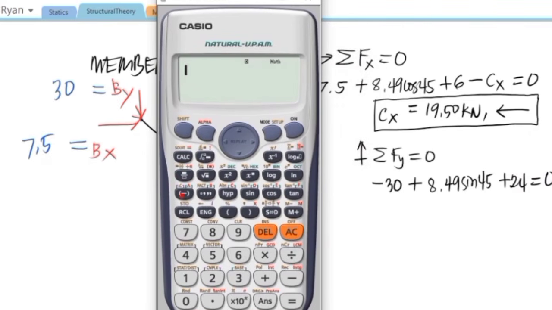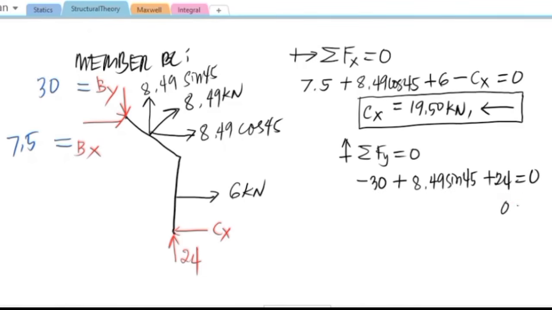Okay, for checking, so we have negative 30 plus 8.49 sine of 45 plus 24, that is equal to 0.003, so approximately 0. So we have here 0 is equal to 0. So meaning the system is in equilibrium.